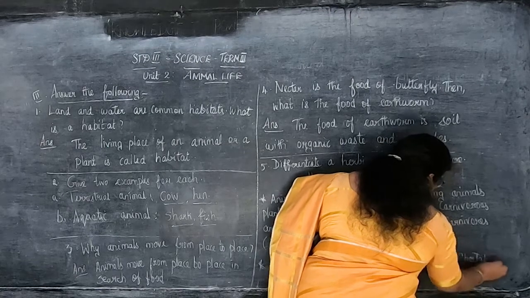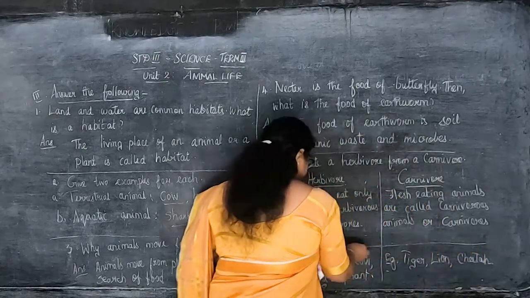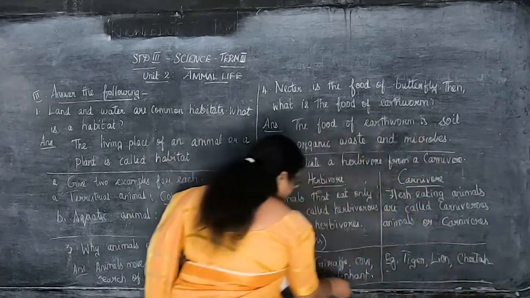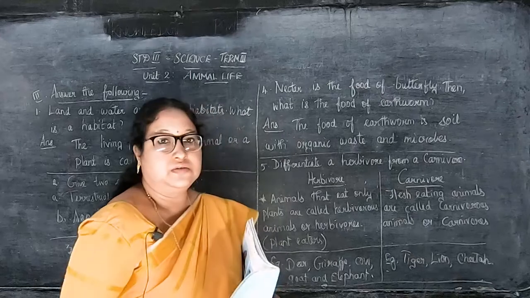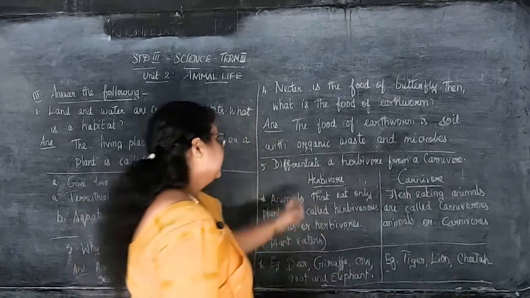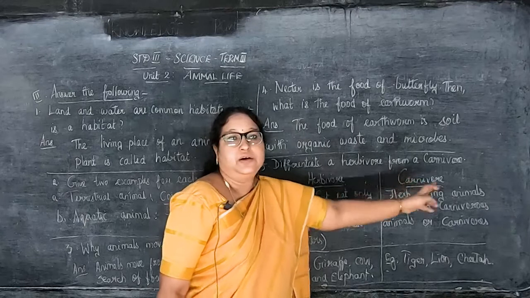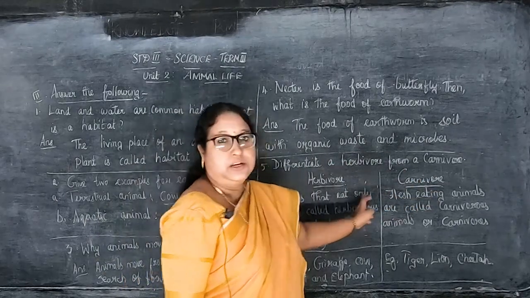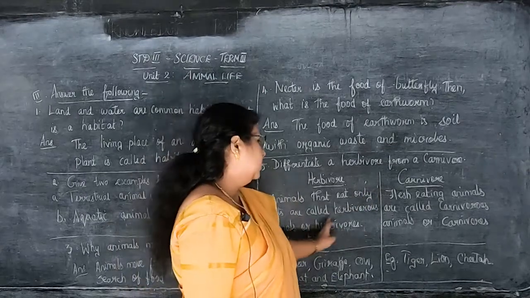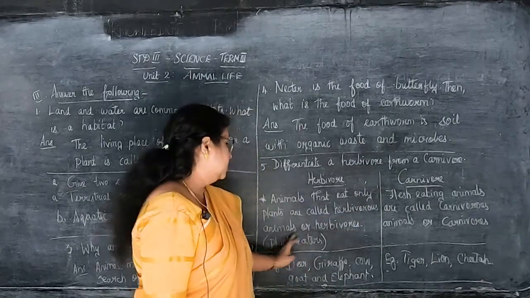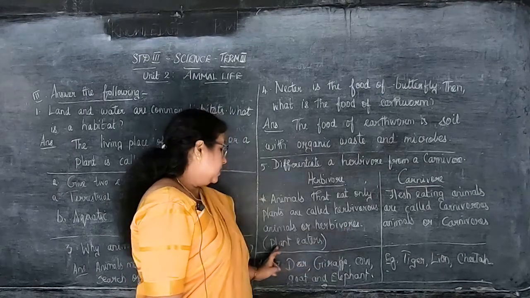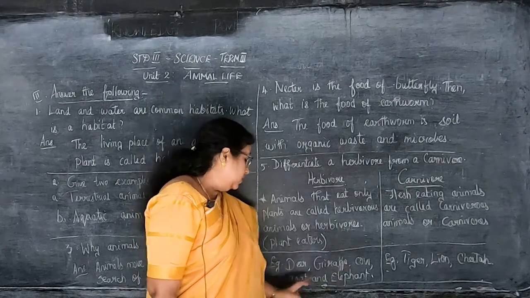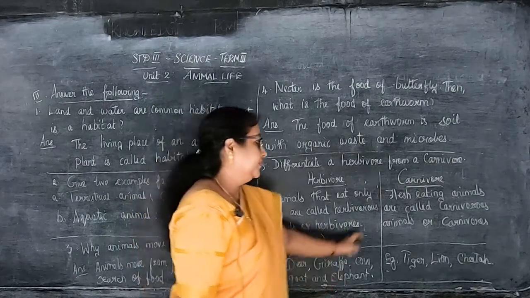Okay, children, now do you understand how you will write this? Okay, first you have to write this and then these two points. Okay, children, will you write like this? So what is the question? Differentiate a herbivore from a carnivore. Herbivore: animals that eat only plants are called herbivorous animals or herbivores. Plant eaters. Example: deer, giraffe, cow, goat and elephant.